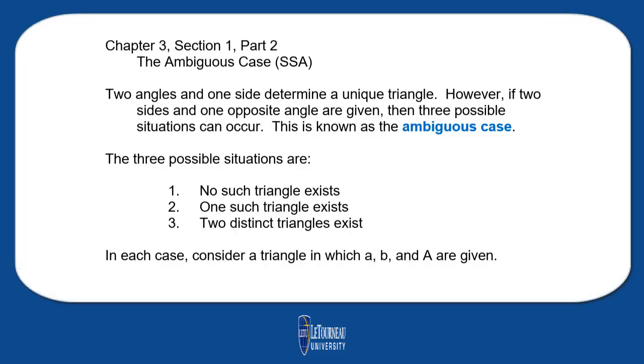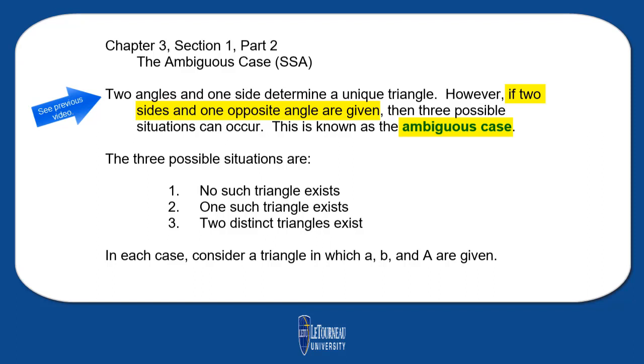Right, we're going to look at the ambiguous case here. Two angles and one side determine a unique triangle. However, if two sides and one opposite angle are given, then three possible situations can occur. This is known as the ambiguous case.